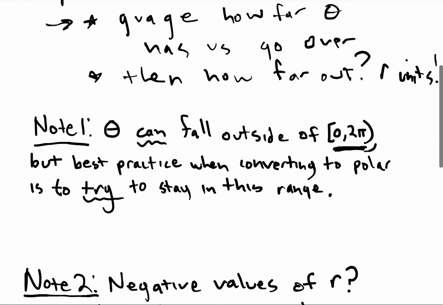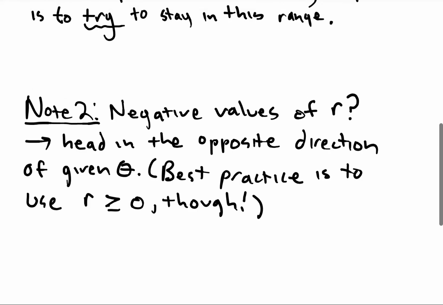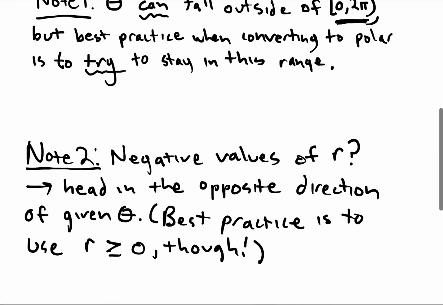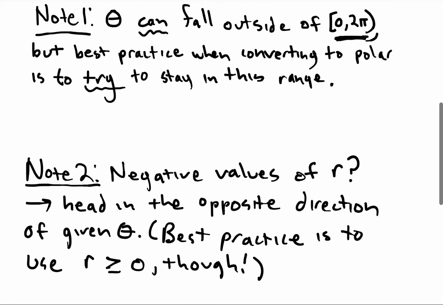Second note that I wanted to make for you guys is this. I also highlighted negative values of r. These are potentially a thing. How do I interpret a negative distance from the origin? Well, the trick for that is this. Head in the opposite direction of your given angle. So if you're given a negative r, what you want to do is head backwards. So best practice, if you have a choice to try to name a point, try to pick a positive r. You don't necessarily have to, though, okay?